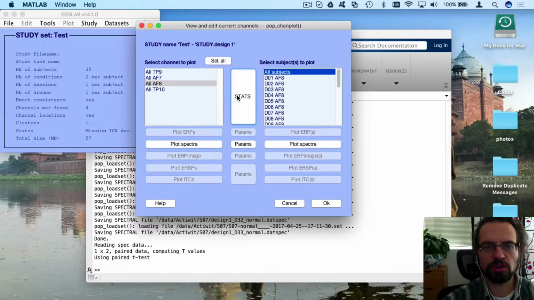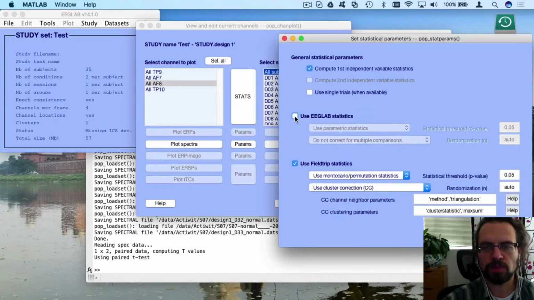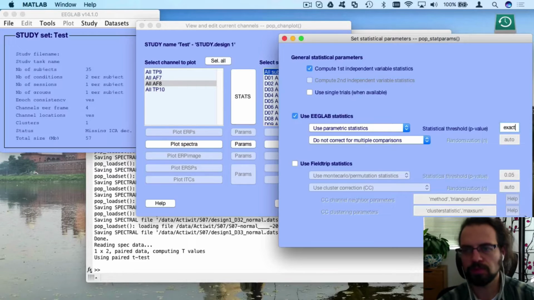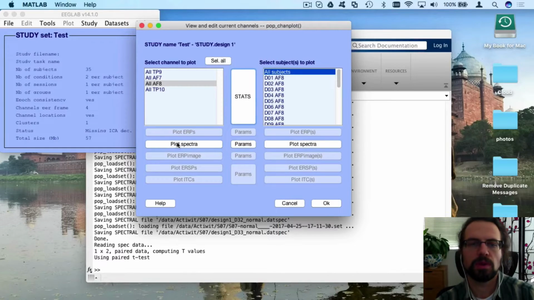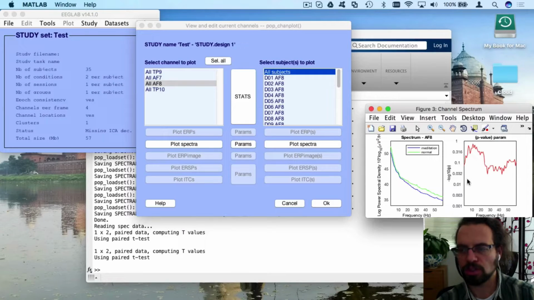Now if I want to compute the statistics like last week, I would press compute first, independent variable statistics, and you would check this checkbox here. By default it's called exact, that would be the default for you. And then plot spectrum, and that's what shows up.